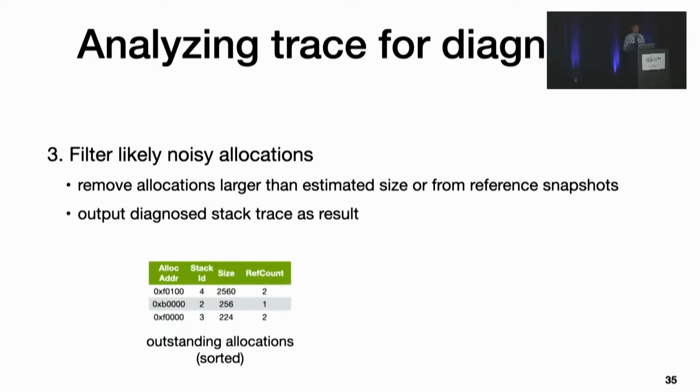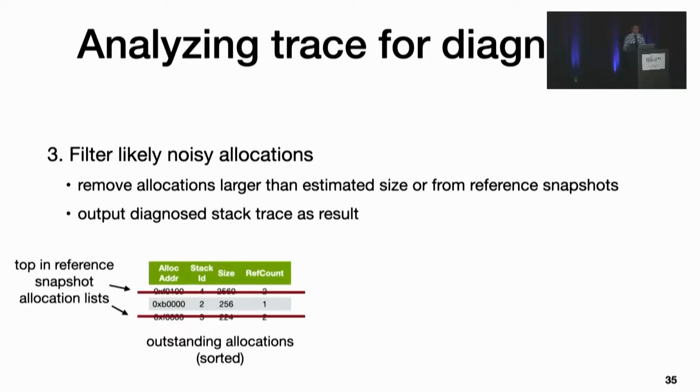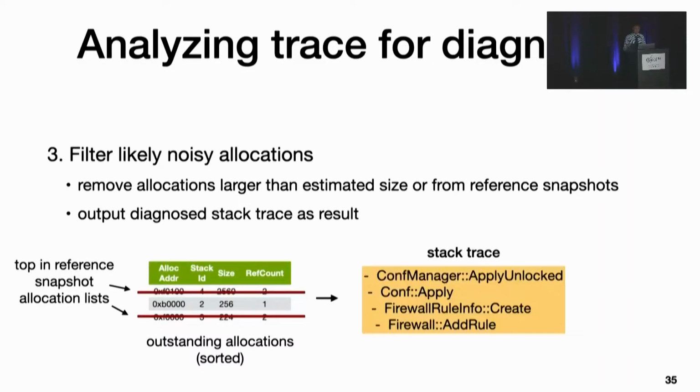Reference snapshots provide a list of common noisy stack traces, and we can use it to filter stacks from normal workloads. At the end, we send the diagnosis report to developers. For the firewall example, the leaked object comes from the add-rule function, and that is a pinpoint.